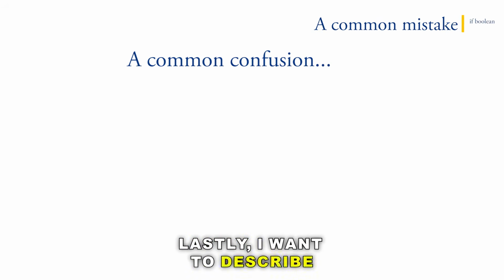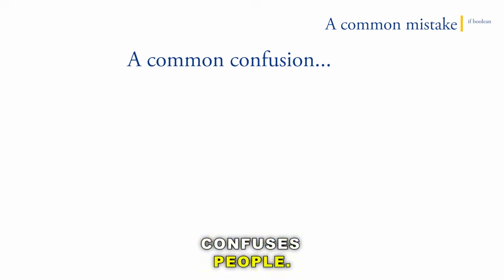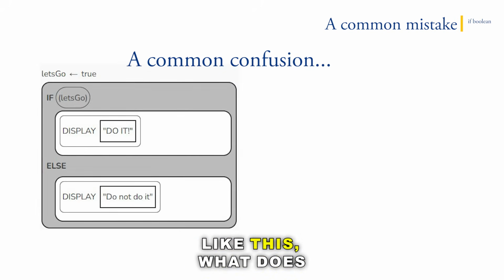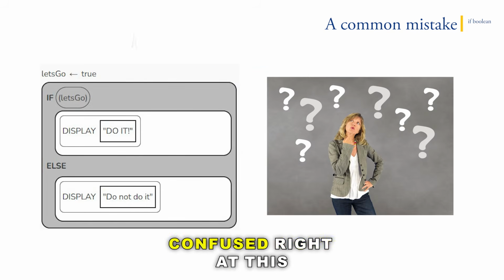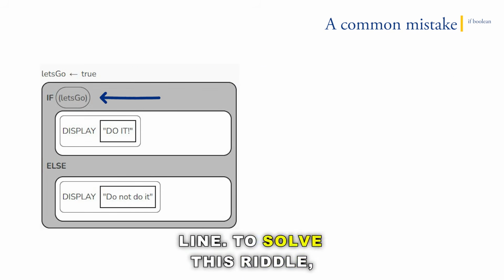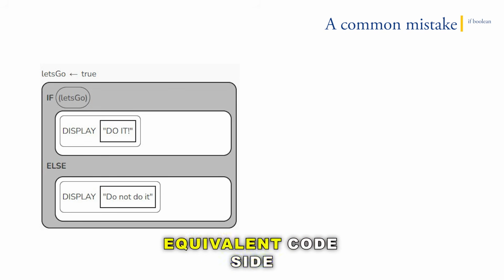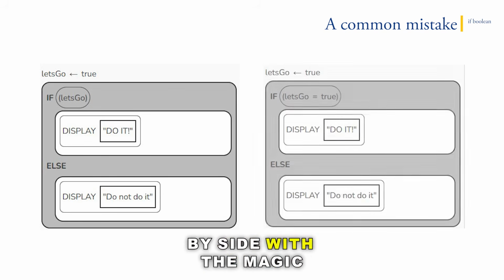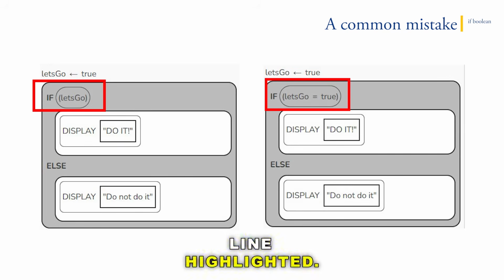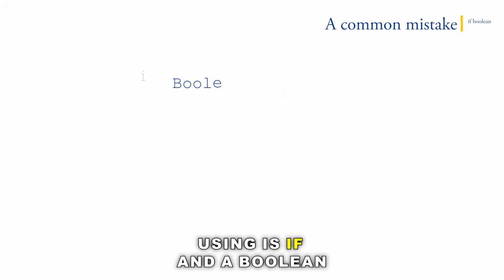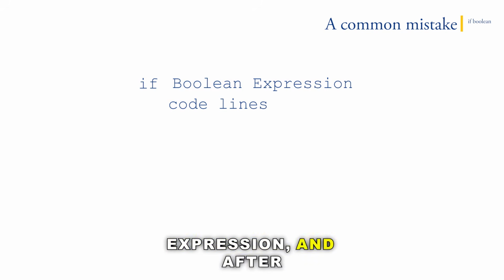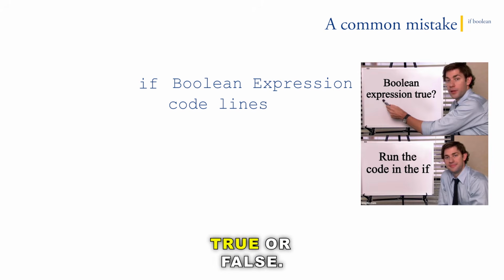Lastly, I want to describe a common scenario that confuses people. If you have a program like this, what does this program do? A lot of people get confused by this, and they get confused right at this line. To solve this riddle, I'm going to post the equivalent code side by side with the magic line highlighted. So here's how we solve this riddle. The kind of formula we're using is if and a Boolean expression. And after simplification, it's either true or false.